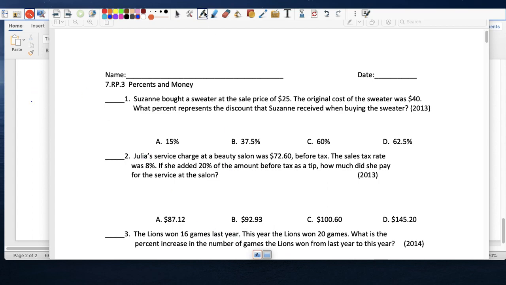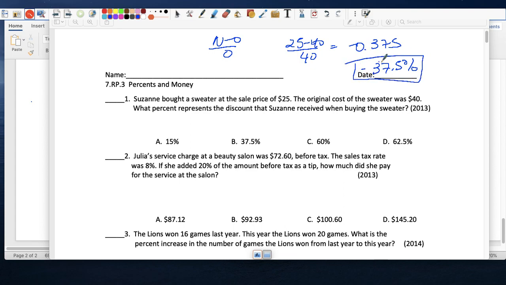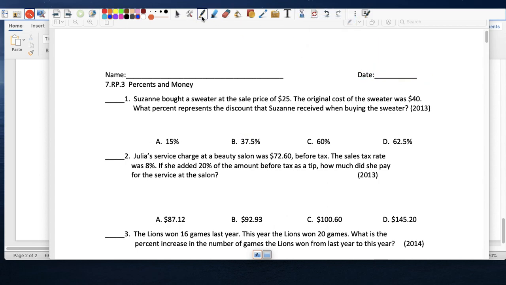One, Sam bought a sweater at a sale price of 25. The original cost is 40. Right, so what was the percent of decrease? So we have a decrease here. So new minus old over old. So new price is 25, the old price was 40, divided by 40. 25 minus 40, so we got negative 0.375. Change that to percent, 37.5%. Right, so that is your answer. So now on the state test, you'll probably see, well, there you go. It doesn't have a negative sign. That's okay.